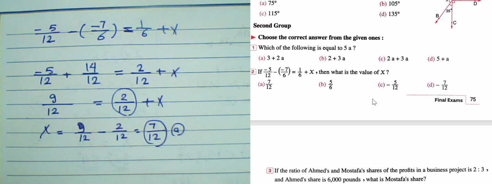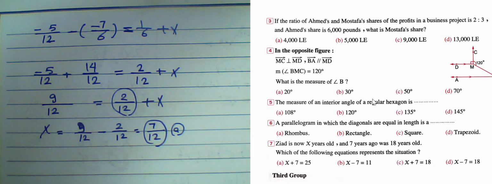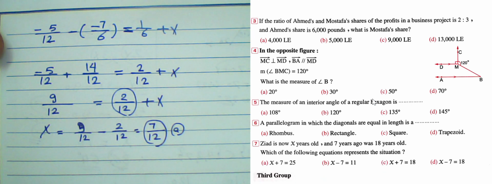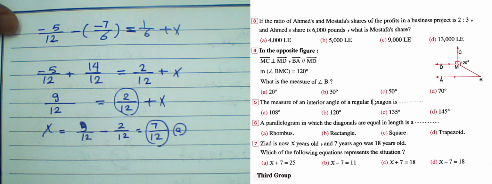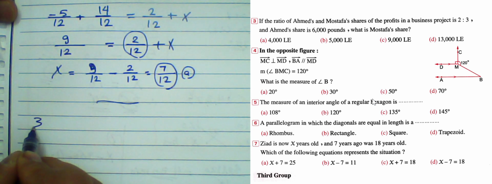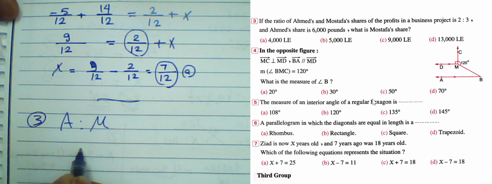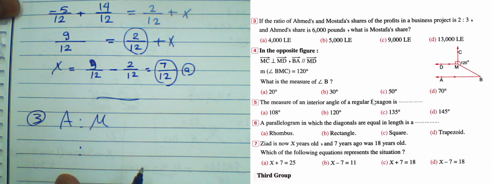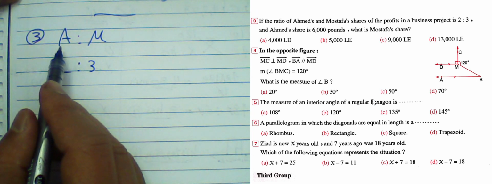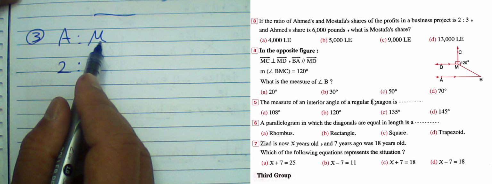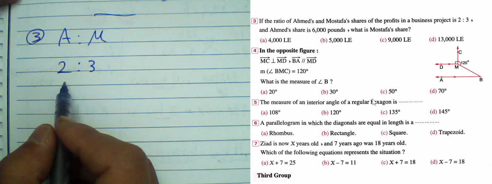Okay, understood? Next question. If the ratio of Ahmed's and Mustafa's shares of the profits in the business is 2 and 3, and Ahmed's share is 6,000 pounds, what is Mustafa's share? We have the ratio between two persons, Ahmed and Mustafa. He wants to find Mustafa's share. He gives the ratio between Ahmed and Mustafa, 2 and 3. We can write 2 and 3 as the ratio between what Ahmed paid and what Mustafa paid.